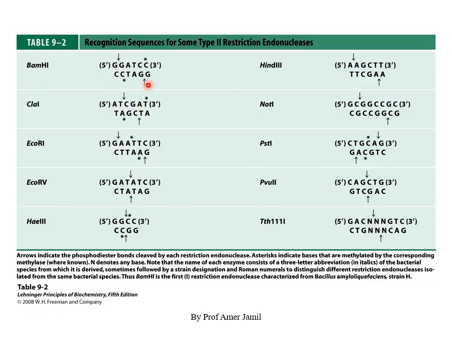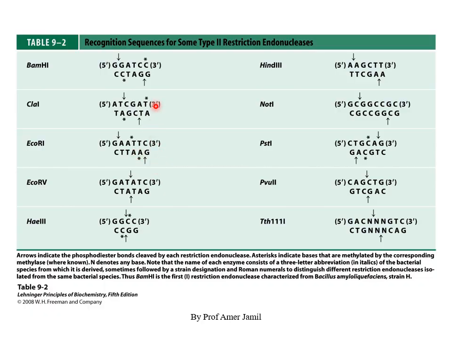You may notice that in some cases there is a straight cut, like in this EcoRV, it will cut from here. So there will be no overhang in this case, and you will get the ends which are blunt ends. While in these cases you get the overhangs. I will show it more clearly in next slides.